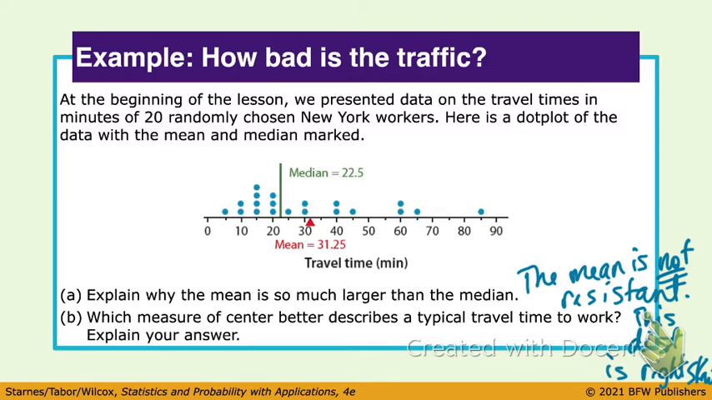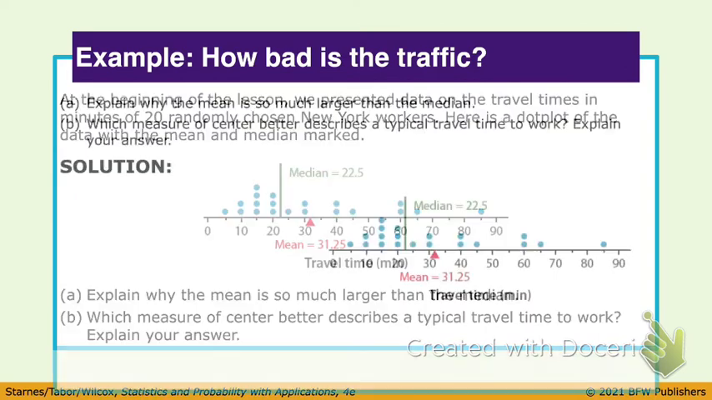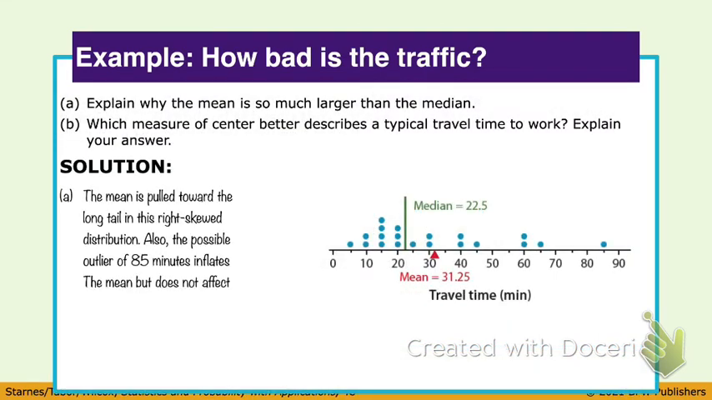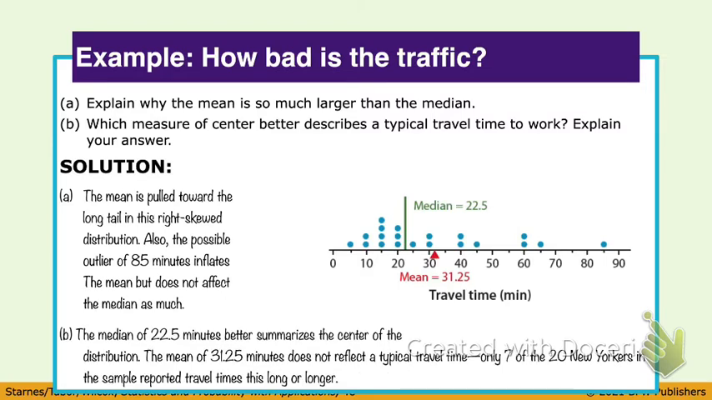Okay, so which measure of center would be better to describe a typical travel time to work? Median. Yep. So if I wanted to describe a typical travel time to work, I would probably want to use the median because of the fact that it is resistant. And there you go. So the median gives a better summary of the middle of the full amount of data.